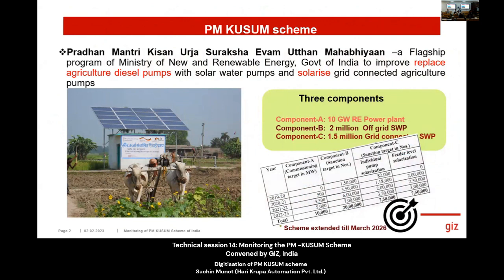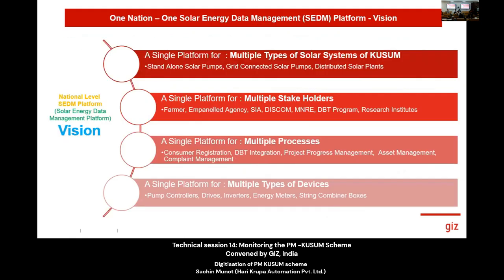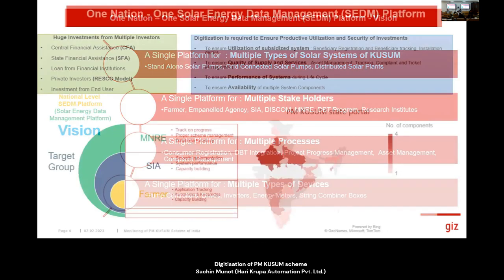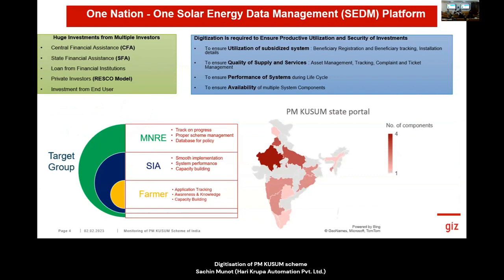The scheme has been extended till March 2026. The scheme has three components: component A, component B, component C, already explained in the morning session by Avala sir. This is one of the world's largest initiatives to provide clean energy to roughly 35 lakh farmers, 3.5 million farmers. And thus we can very well establish that there is a need of a digital platform to manage and monitor such scale of a scheme.